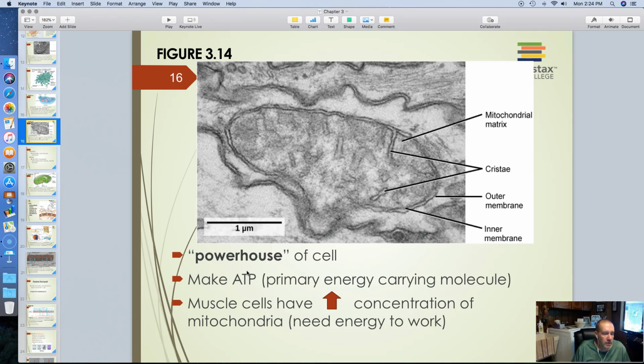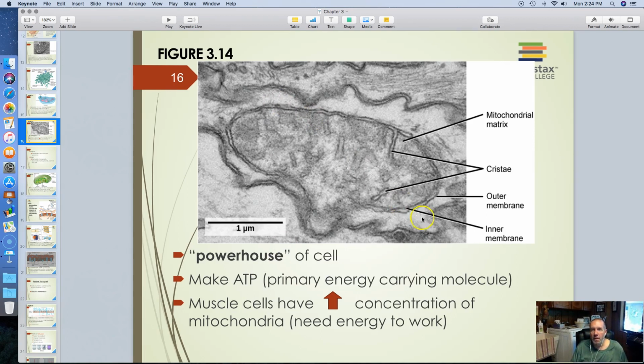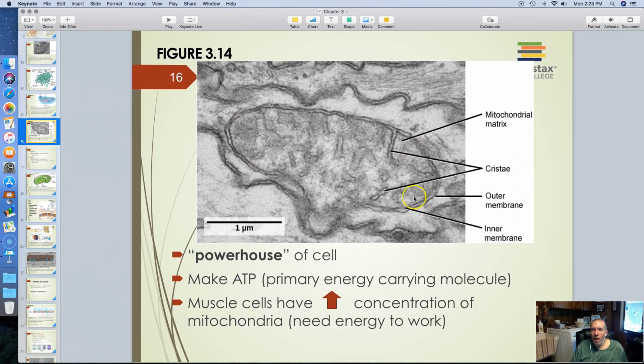So this figure is 3.14 in your book, and basically it just shows the membrane of the mitochondria, which you can kind of trace around. And then there's other parts inside of here, but fortunately we're not going to get into how the mitochondria actually works. Your body needs them obviously to make energy.